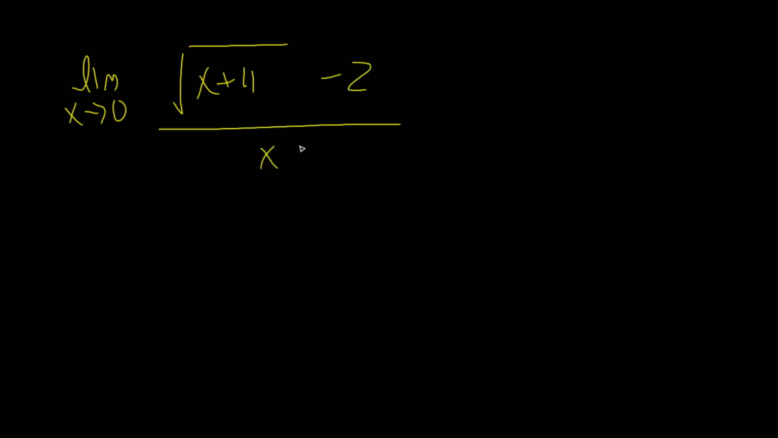I'm going to try one more type of problem, and I like to consider this as a radical problem. It states the limit as x approaches 0 of the square root of x plus 4 minus 2, over x. Right away, if I substitute x equal to 0 in here, I'm going to get the square root of 4 minus 2 over 0, which would just be 0 over 0.